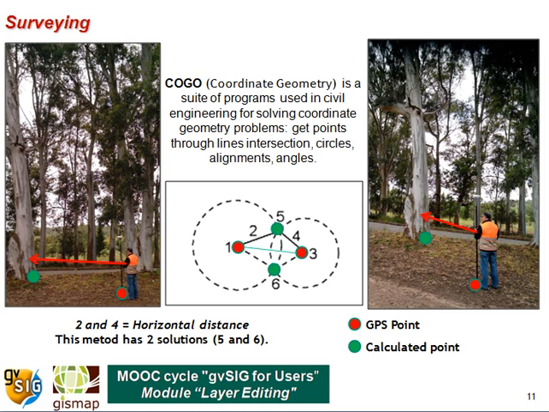Remember that when you survey, maybe you have not the possibility to survey the exact point. We have seen that there are some constraints, some limitations. So in this case, maybe the surveyor cannot go to the trees and collect data. There is some Cogo suites of programs that you can find for free on the web that is used in civil engineering for solving coordinate geometry problems. So you can get points through lines, intersections, circles, alignments, angles.